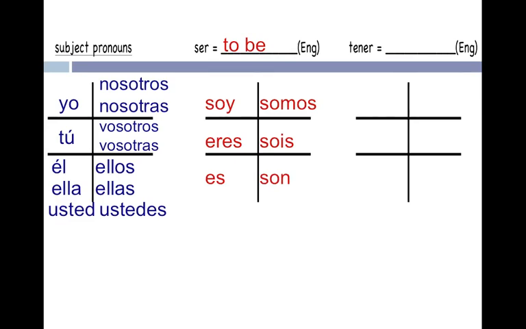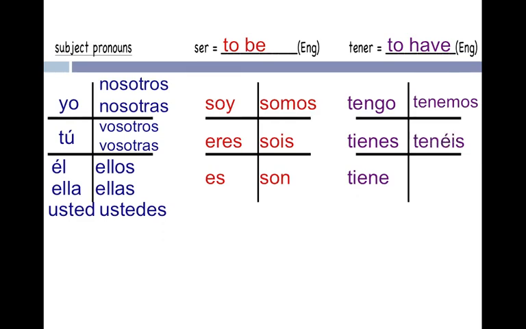Perdón, ¿cómo se dice I have? And we're getting into the verb tener. ¿Qué significa tener? To have. ¿Cómo se dice I have? Yo tengo. You have. Tú tienes. He, she, you, formal have. Él tiene, ella tiene, usted tiene. We have. Nosotros, nosotras tenemos. You guys, you gals have. Vosotros, vosotras tenéis. They or y'all have. Ellos tienen, ellas tienen, ustedes tienen.